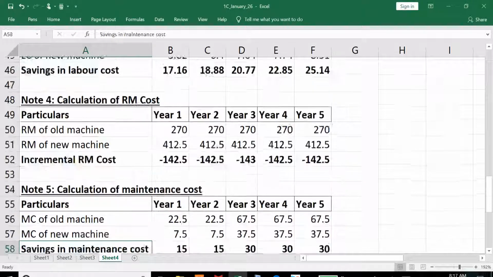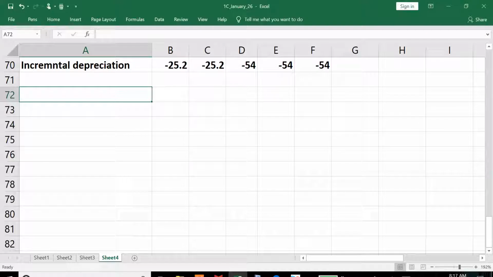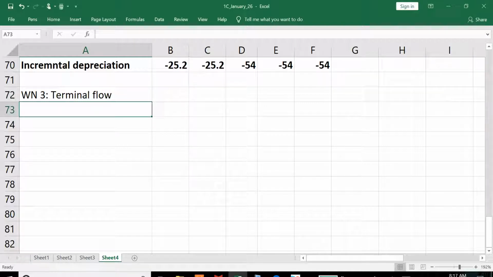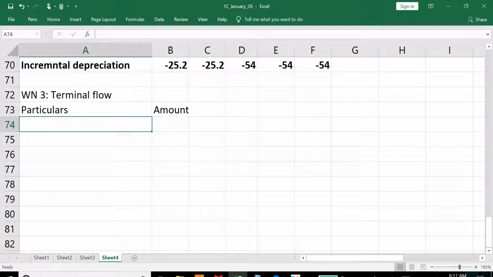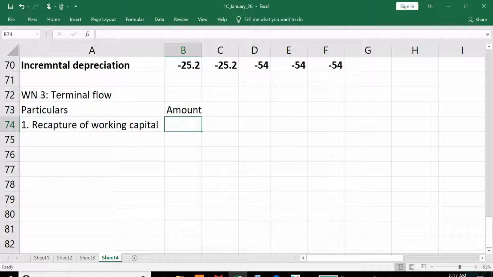Working note 3, terminal flow, with particulars and amount. Point number 1, recapture of working capital. In step 1, did we write any working capital number? How much? Okay, recapture is 50 lakhs.